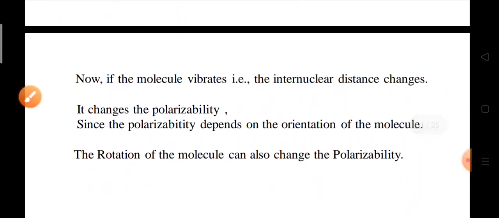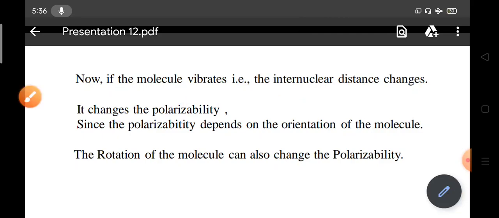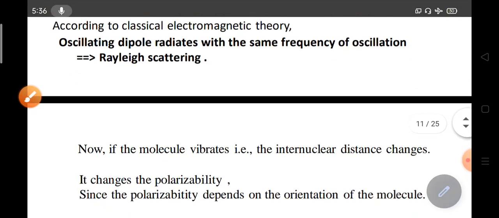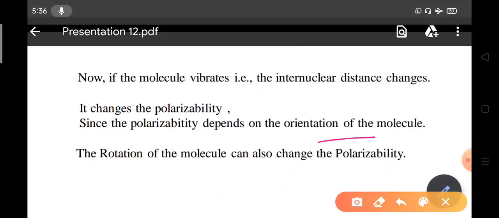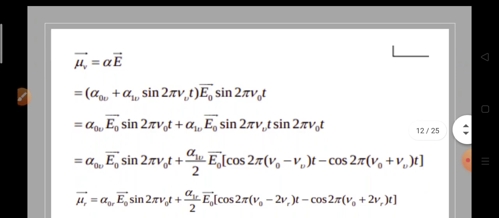Now suppose the molecule vibrates, that is, the internuclear distances are changing. Due to the change in internuclear distances, alpha xx, alpha xy, alpha yz will also change, because they depend upon the orientation of the molecule. Due to the rotation and the vibration of the molecule, the orientation of the molecule will change, and the polarizability will change. So there will be a change in polarizability, and this change in polarizability will give rise to the Raman scattered lines.